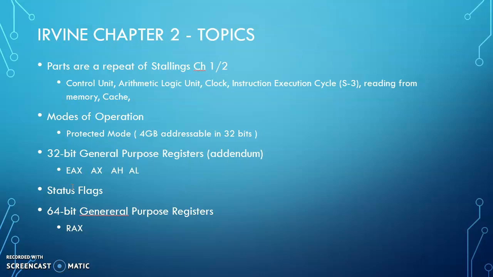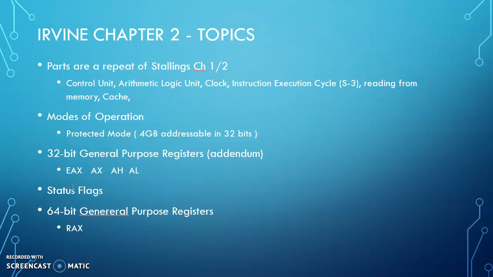Status flags are something that will be introduced in this chapter. We'll reference how the status flags are updated, but it won't be until chapter 6 where we do conditional jumps based on the status flags, so that if we perform some math and we end up with an overflow, then we can go and handle the overflow situation.